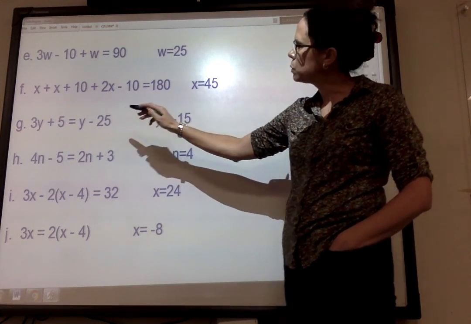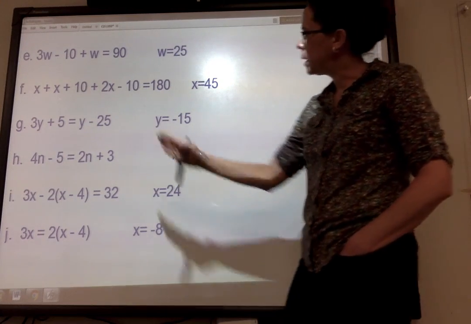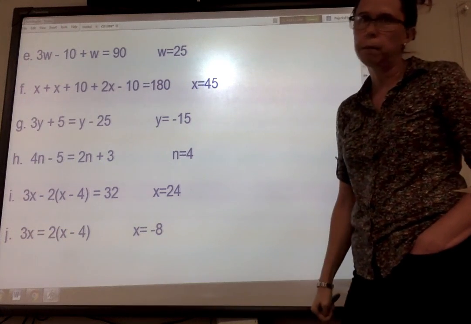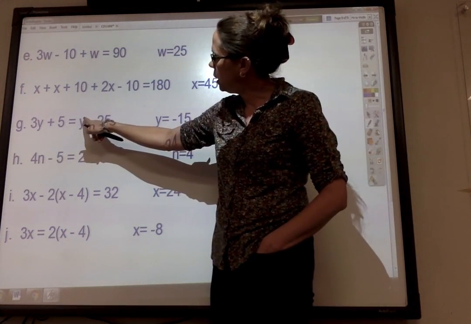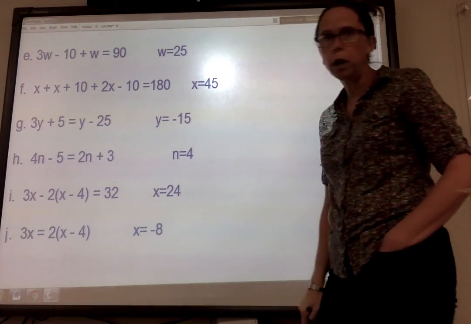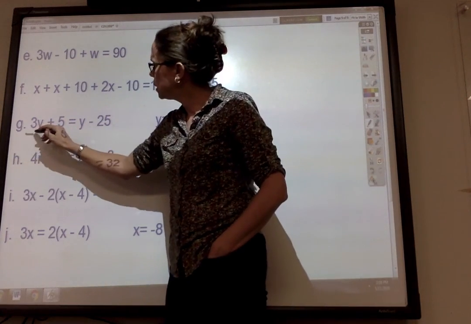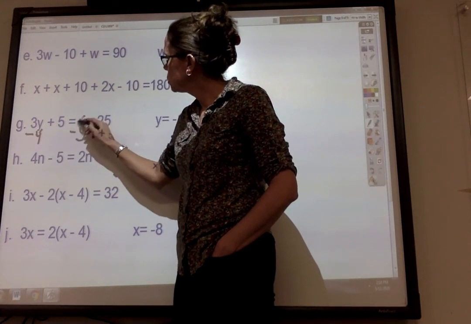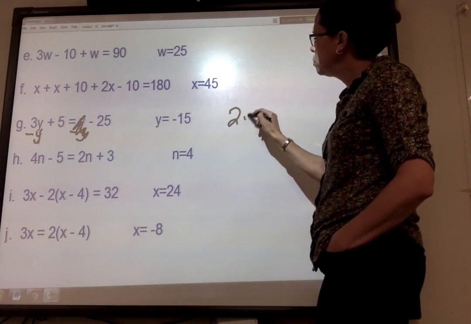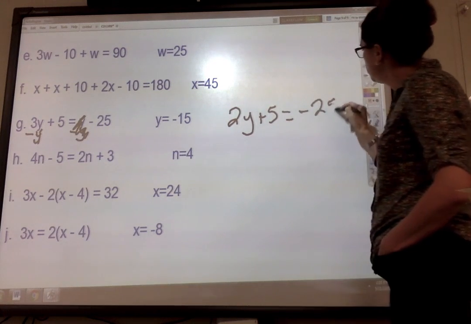3y plus 5 equals y minus 25. On this one, I have to get my y's together, but I have a y on the left side of the equal sign and a y on the right side. This is a positive y, so to get rid of it from the right side, I have to subtract a y. But I have to do that to both sides. So 3y minus y is 2y plus 5 equals negative 25.